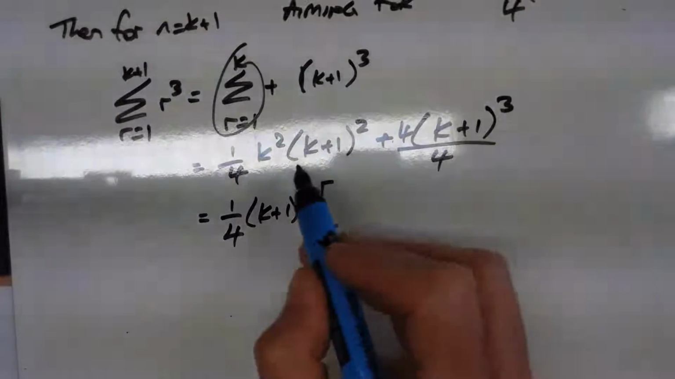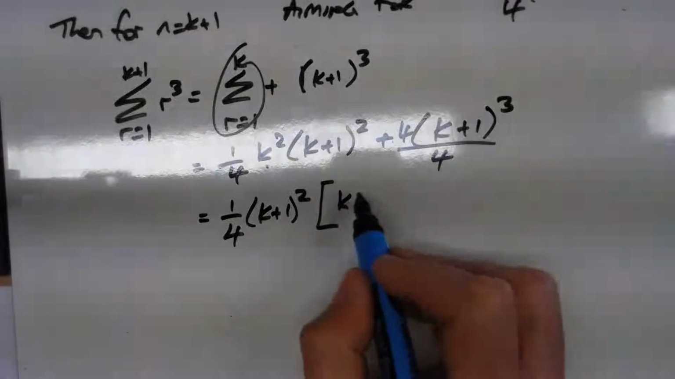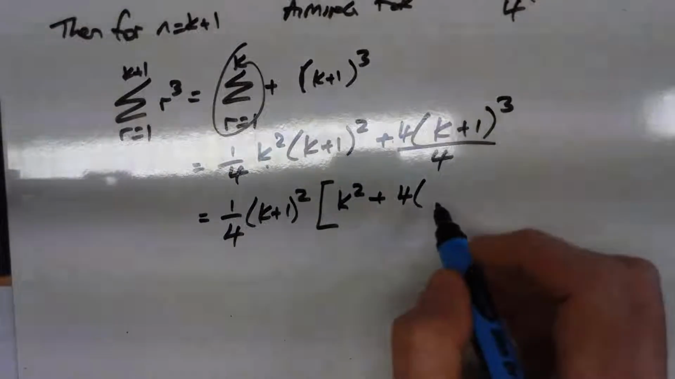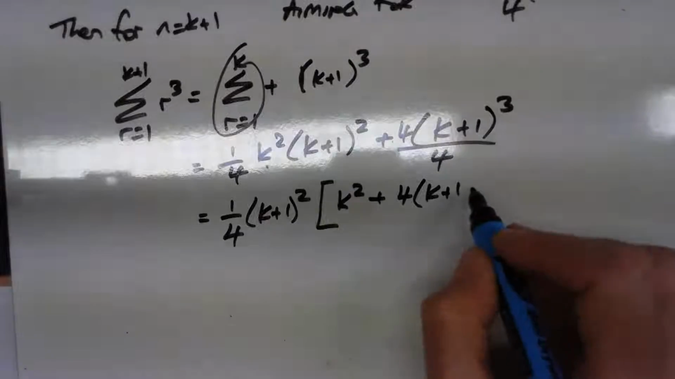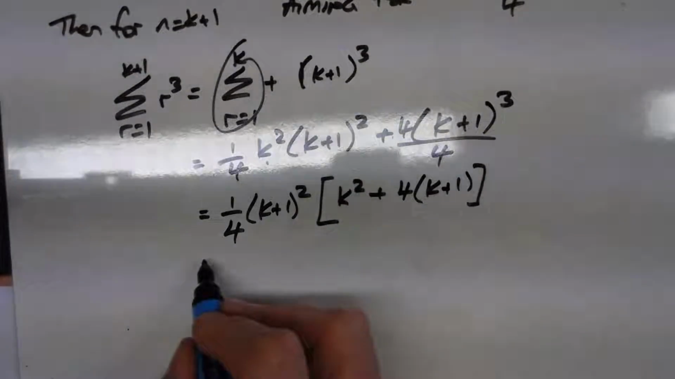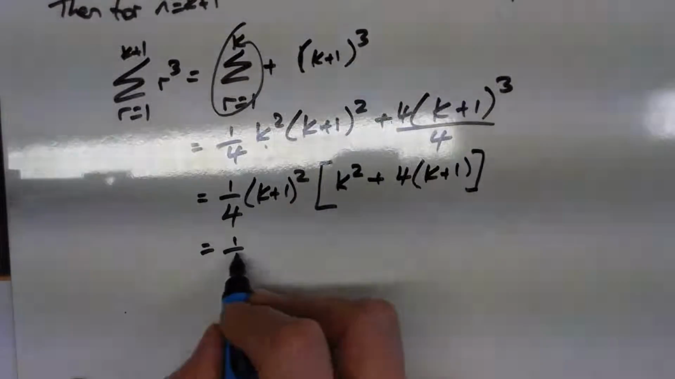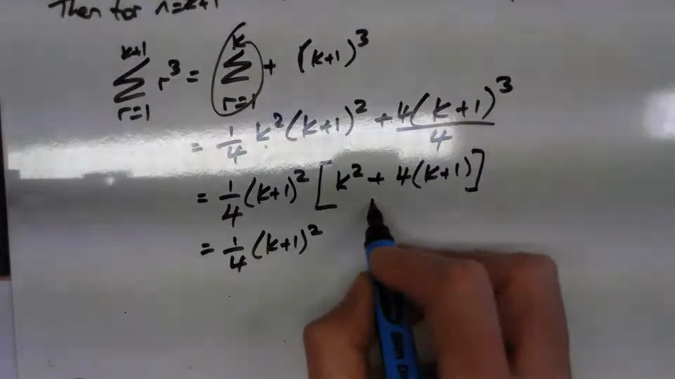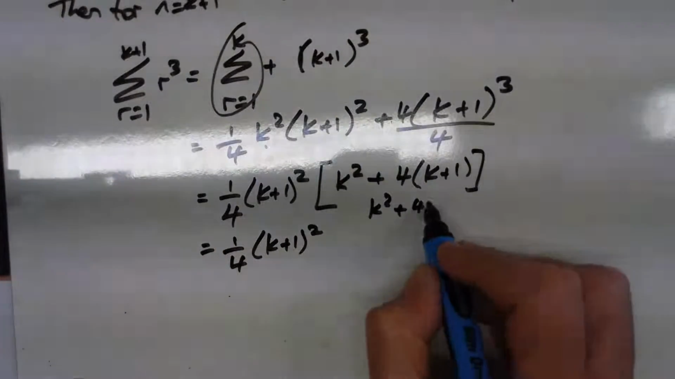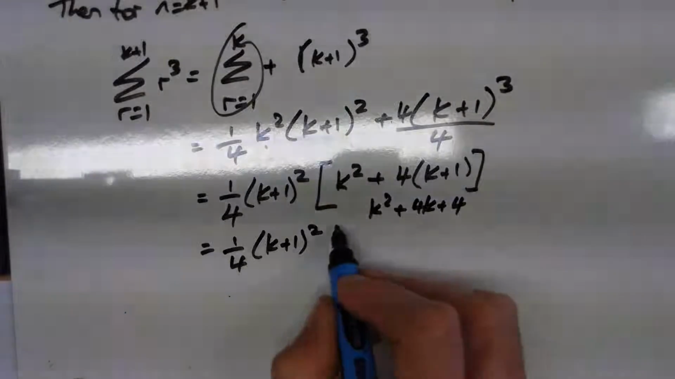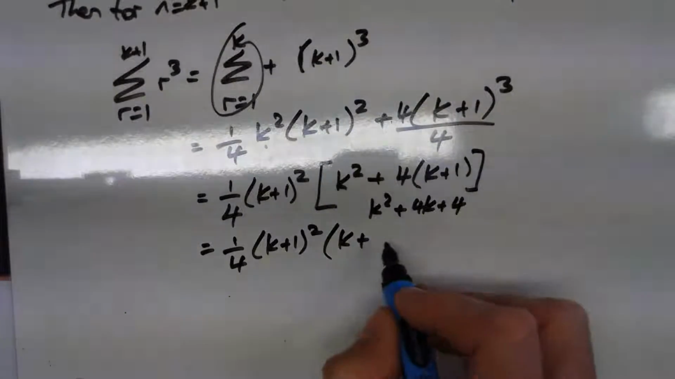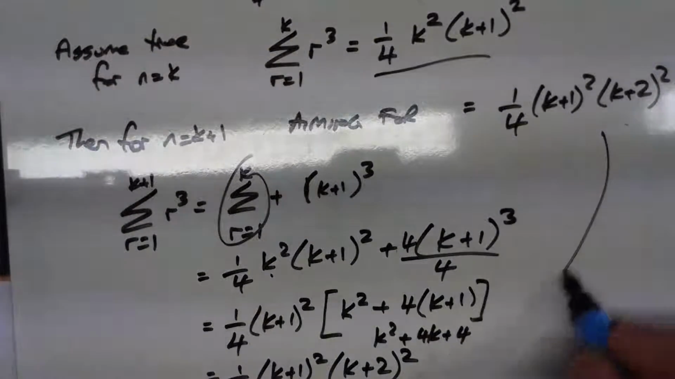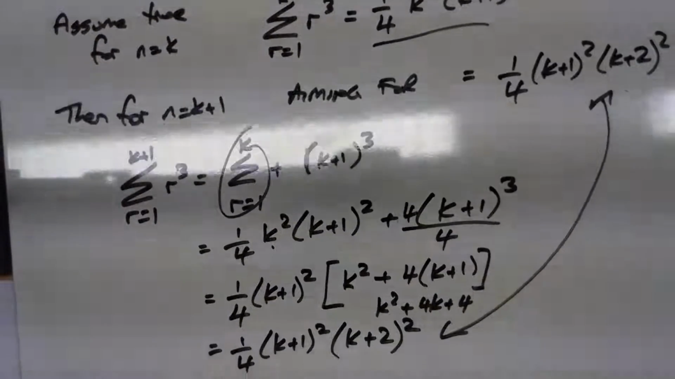Let's see what's left. We've got a k squared left there, and we've got a 4 times k plus 1 all there. That tidies up to give a quarter, k plus 1 all squared, and this is k squared add 4k add 4, which just happens to factorize to be k plus 2 all squared. That was what we were aiming for.